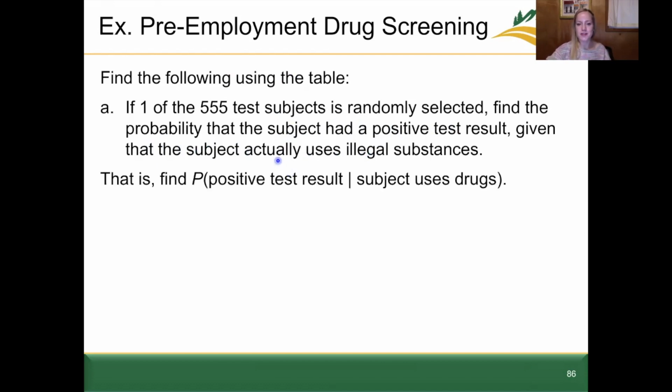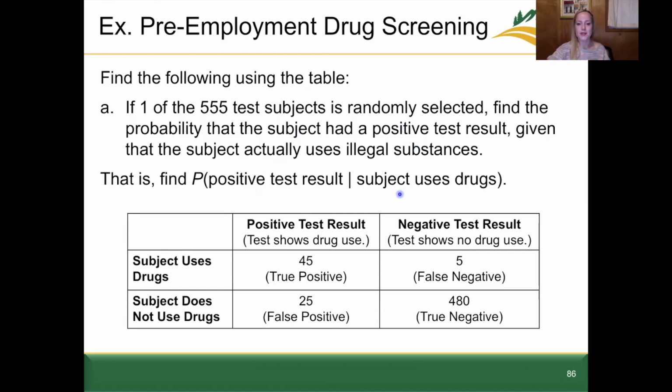Remembering our notation for conditional probability, here we're asked to find the probability that the subject had a positive test result, so that's our event B. So here, positive test result, given that the subject actually uses illegal substances. That's our event A that we're going to assume to be true before we find the probability of event B. So the first thing to do with these is to figure out this notation. So the probability of event B, which is contingent on event A. So we word it like this.